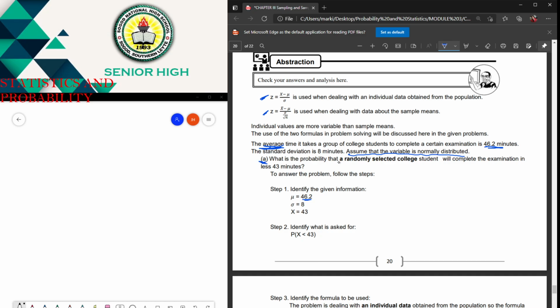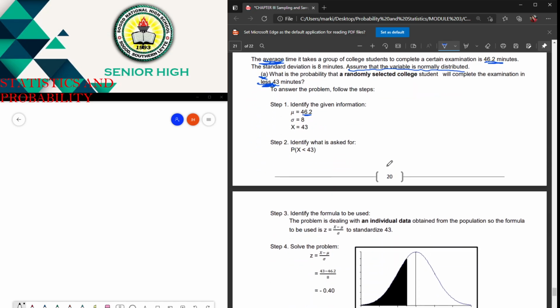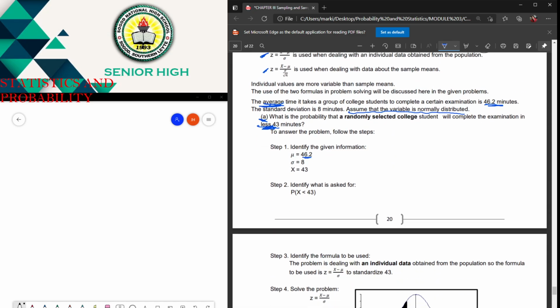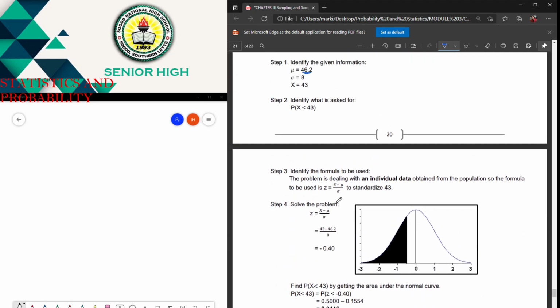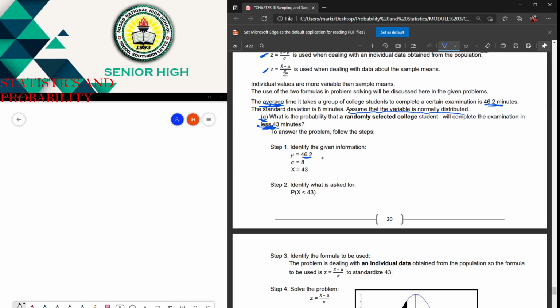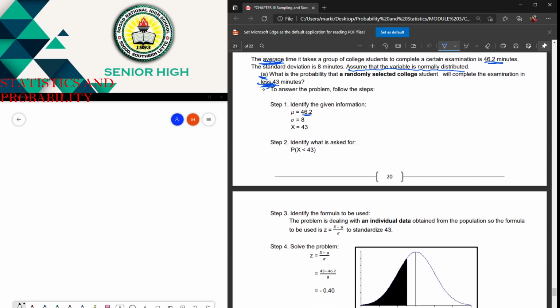What is the probability that a randomly selected college student will complete the examination in less than 43 minutes? So these are the given. We have 4 steps in solving this one. First step is to identify the given information: you have the mean, the standard deviation, and the x. Step 2, identify what is asked for. Since it says less than, we use less than: the probability of x less than 43.